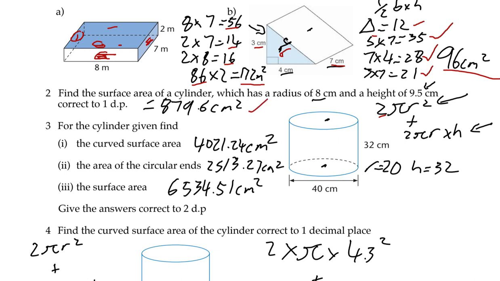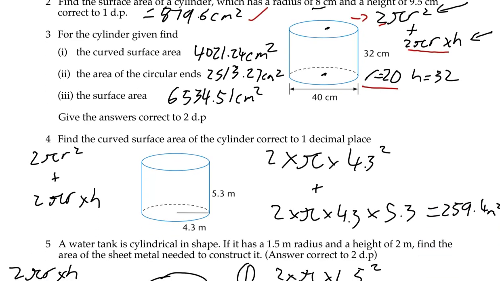Now for the cylinder given, you're going to be doing the same things, but this time you've got a radius of 20, because you've got a diameter of 40, so you've got to halve that, and you've got a height of 32. So this part here, the curved surface area, will be that. The area of the circular ends will be the top part there, and then the surface area is going to be adding them both together.